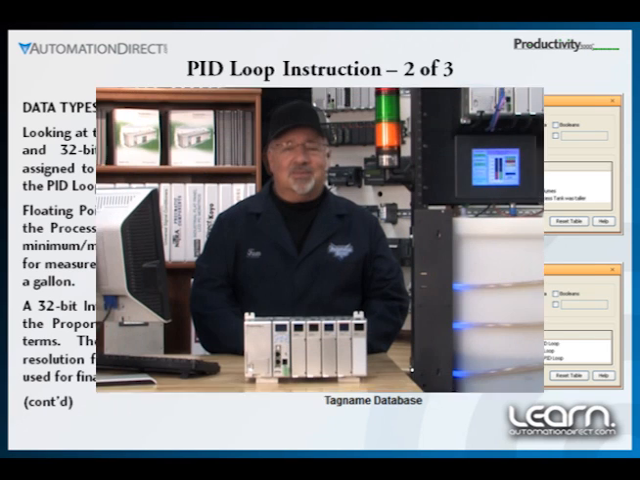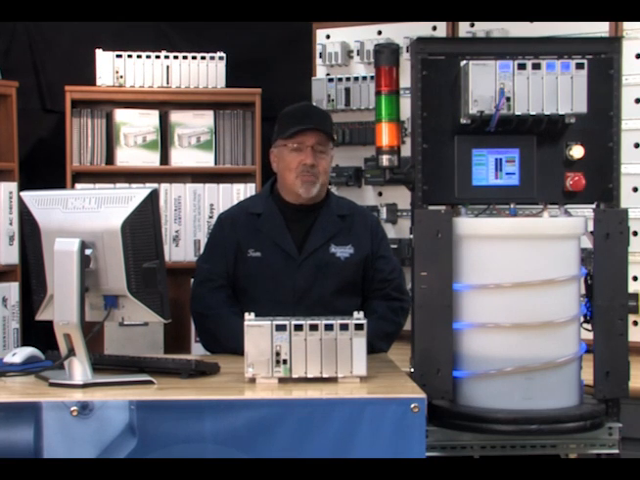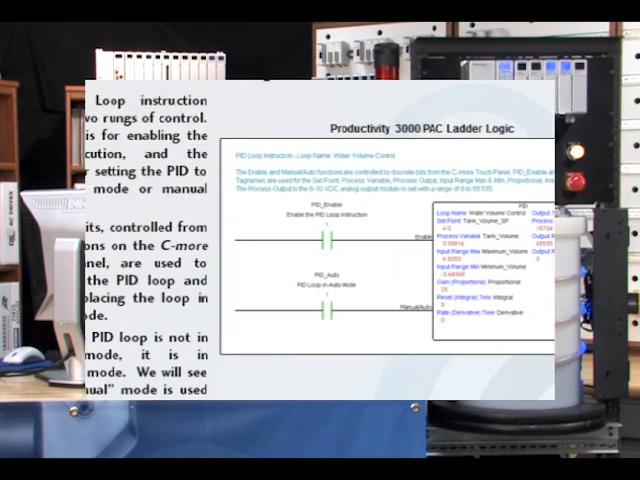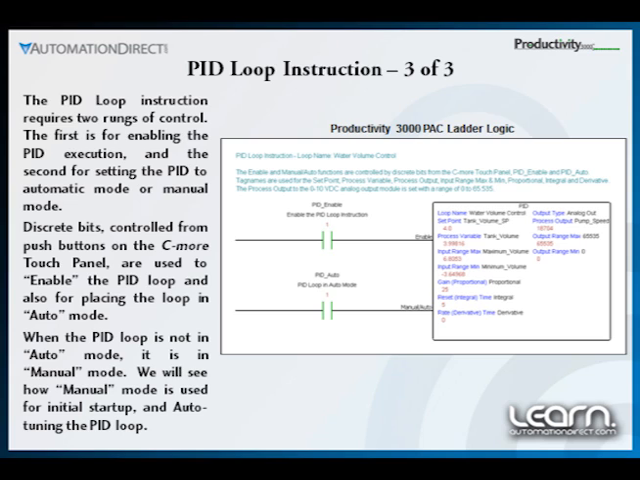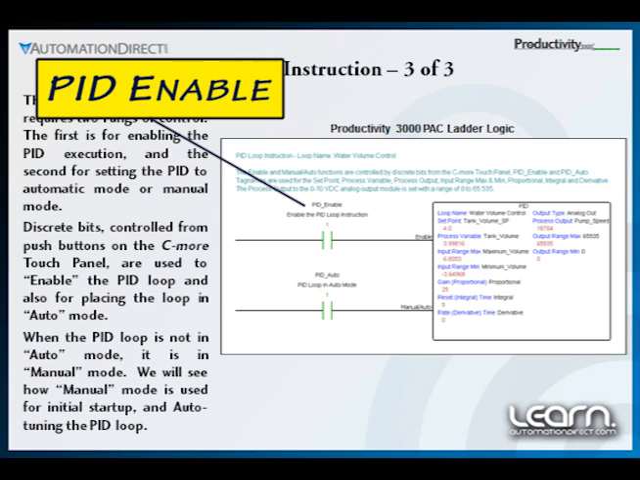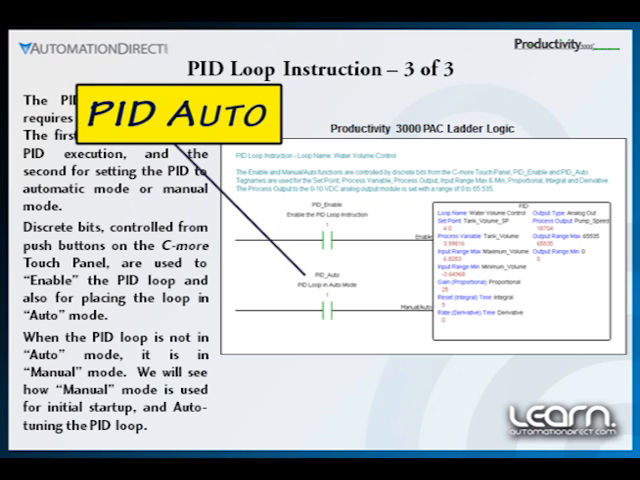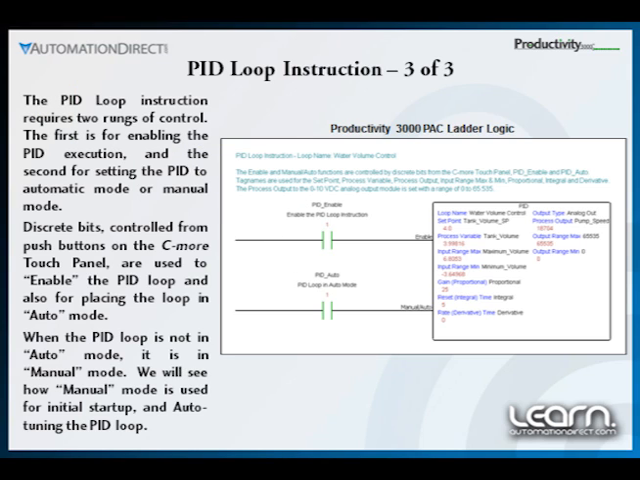As seen in our final commented PID loop rung, the PID instruction box requires 2 lines of control. The first is for enabling the PID execution, and the second for setting the PID to automatic mode or manual mode. Discrete bits controlled from push buttons located on the See More touch panel are used to enable the PID loop and also for placing the loop in auto mode. When the PID loop is not in auto mode, it is in manual mode.